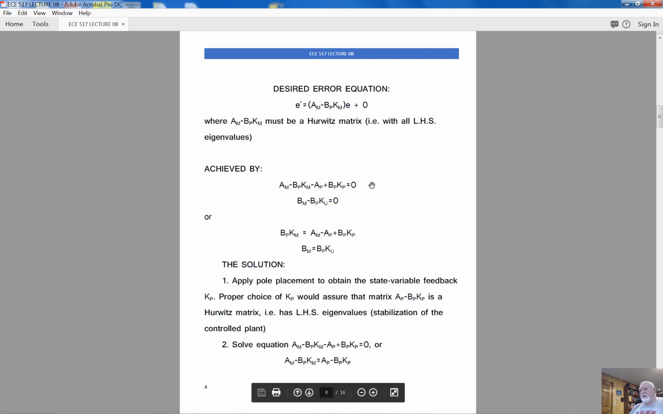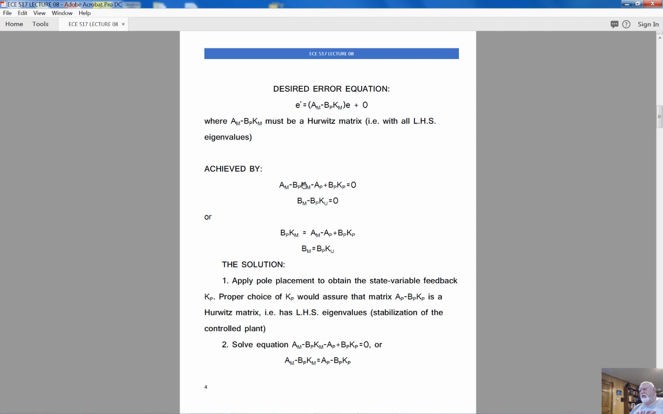So, we have to make sure that these two equalities will be assured. If these equalities will be assured, then what will be left from the derivative of the error will be just this part. Now, how to achieve these equalities? Well, AM is known, BP is known, AP is known, KP is the feedback controller that we will introduce to stabilize the controlled plant.